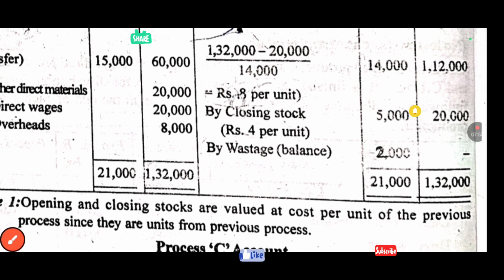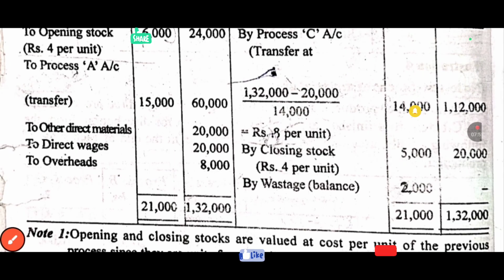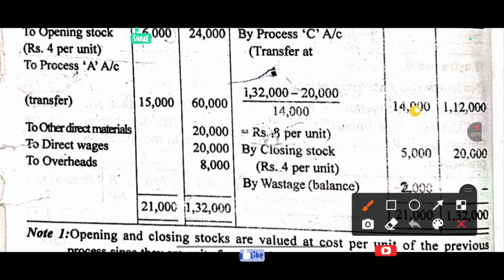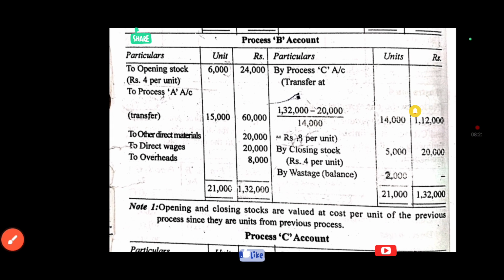Then listen, the output they have given on the process B account. What is the output? Input is always entered on the debit side, right? Similarly, the output units are entered on the credit side. As per the format, input goes to the debit side, output comes on the credit side. So the output value of 14,000 is given in the process B account. That output is to be entered on the credit side, in the unit column. Okay, 14,000 units entered on the credit side as the output.